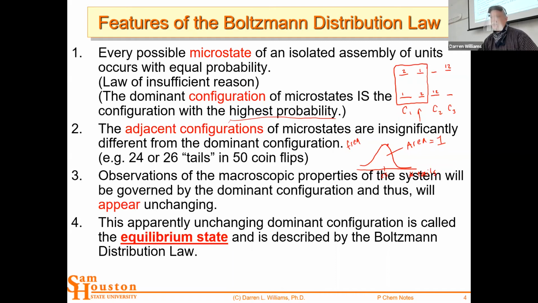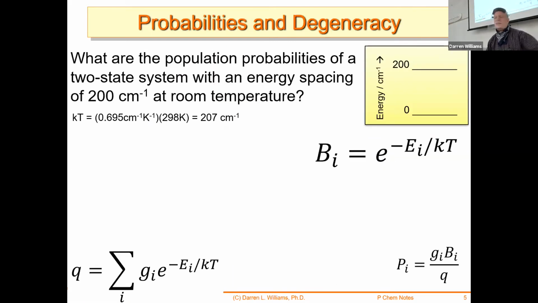Okay, so let's get into some of the problems. So this is a typical two-level problem, a classic, like on the GRE type problem. You've got a classic two-level system. So what are the population probabilities of a two-state system with an energy spacing of 200 wave numbers at room temperature? And so you should have a blank sheet of paper down below where you can do the work.